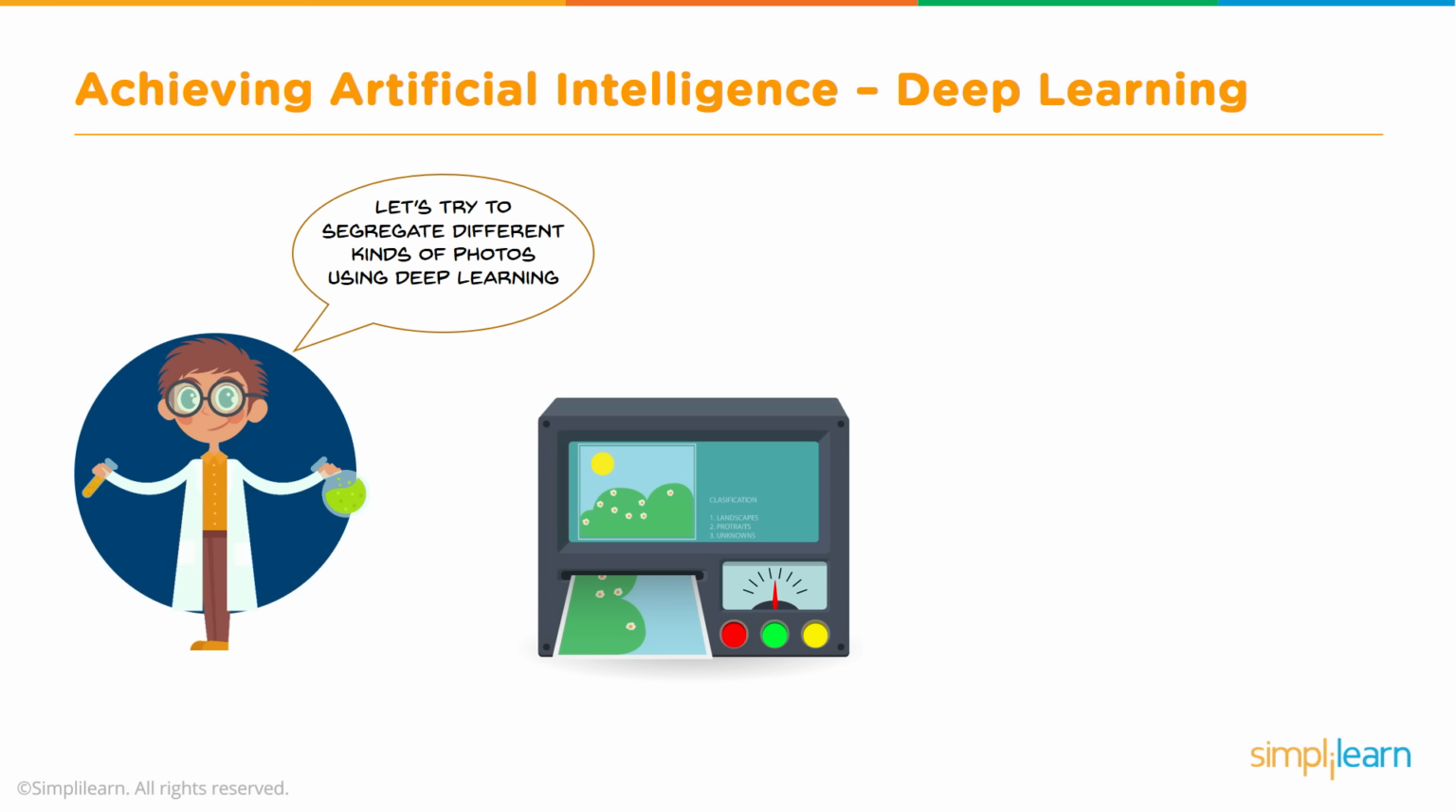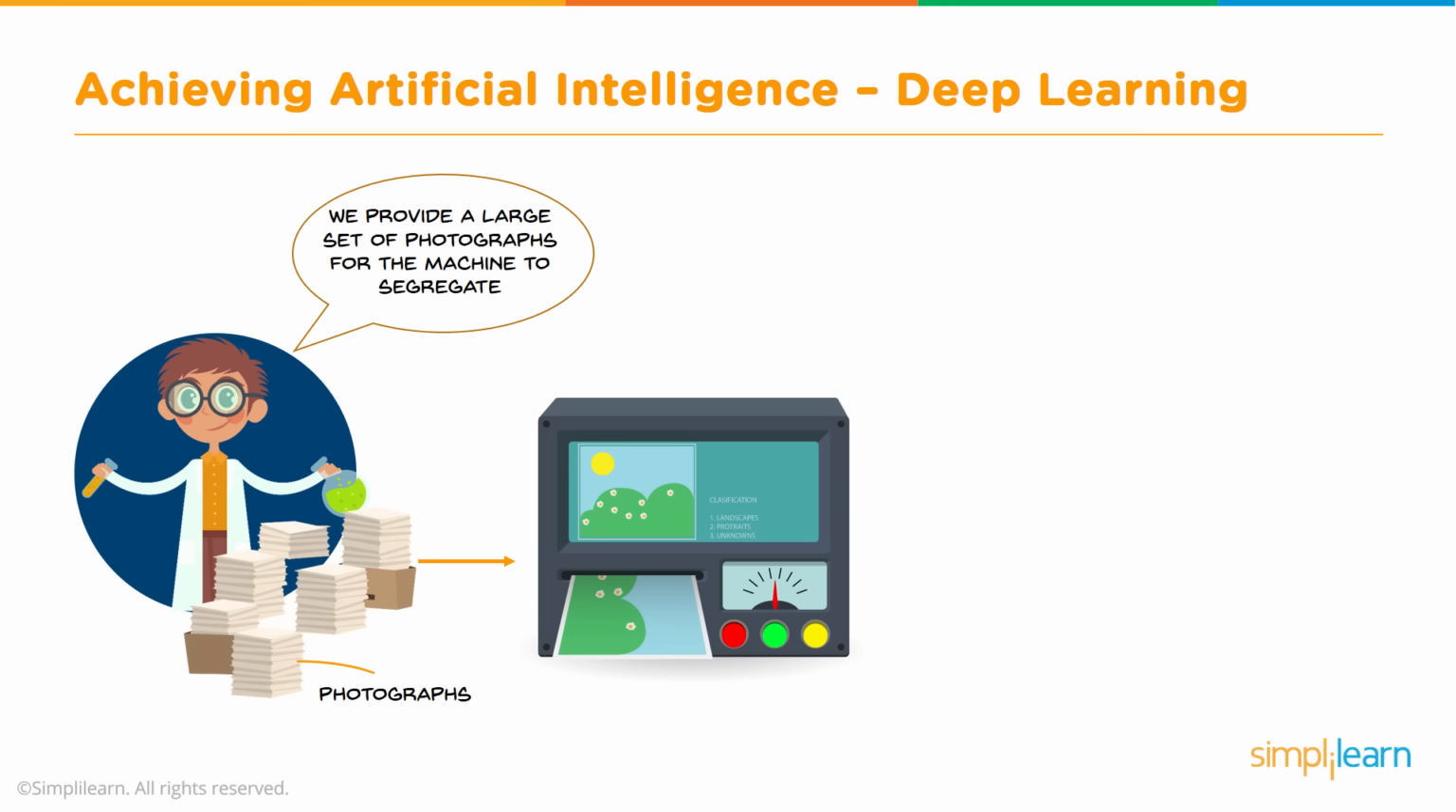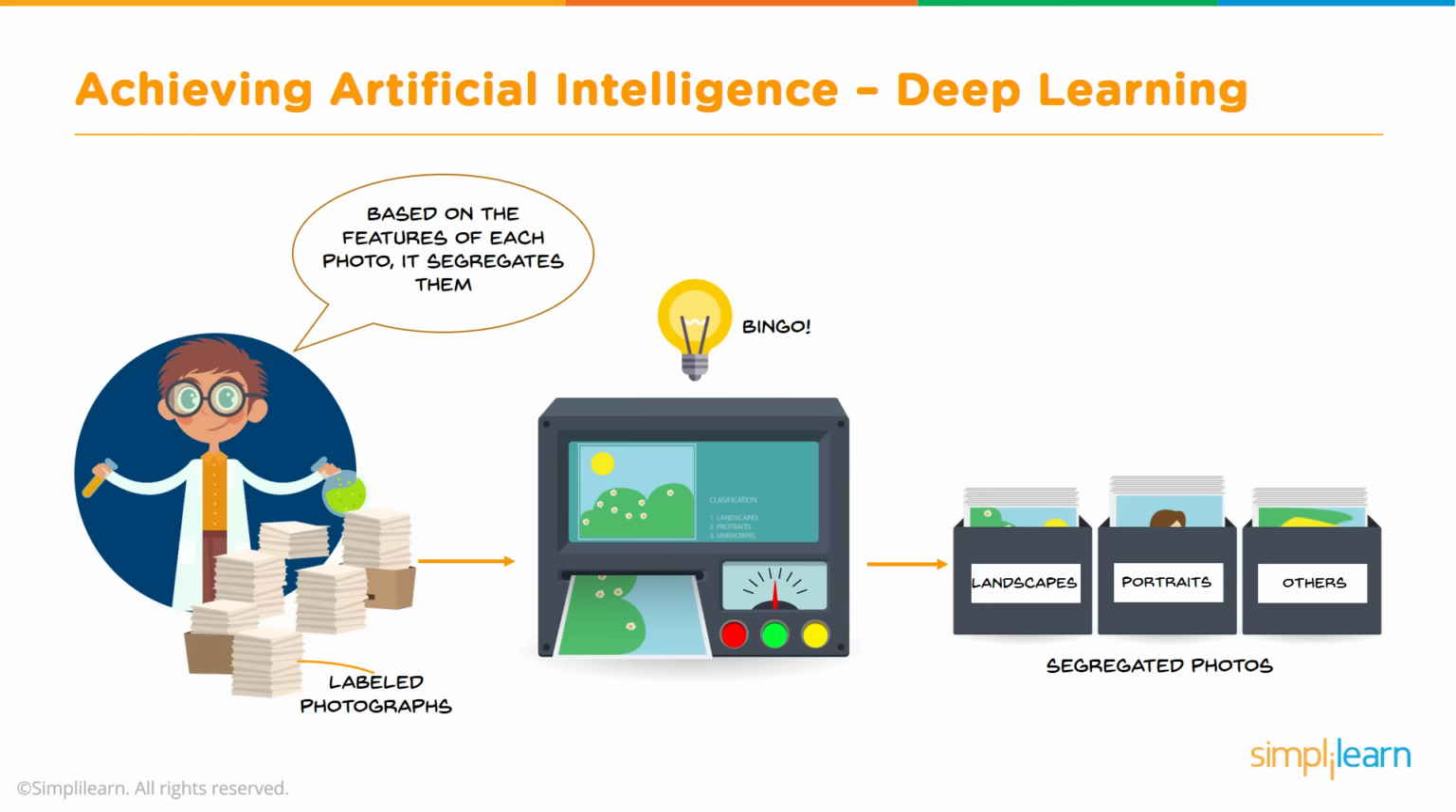Let's try to segregate different kinds of photos using deep learning. So first we have our pile of photographs, much more organized than my boxes in my closet of photographs. The machine goes through the features of every photo to distinguish them. This is called feature extraction. Bingo, it figures out the different features in the photos. And so based on those different features, it labels the photos. It says these are landscapes, these are portraits, these are others. So it separates them in there.